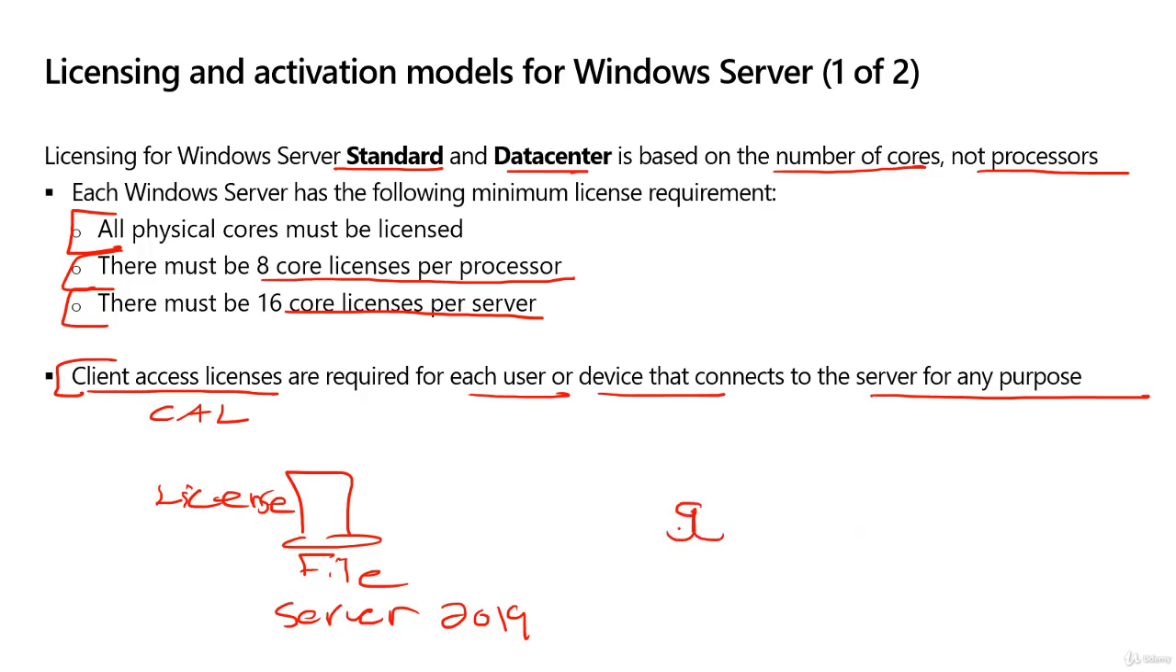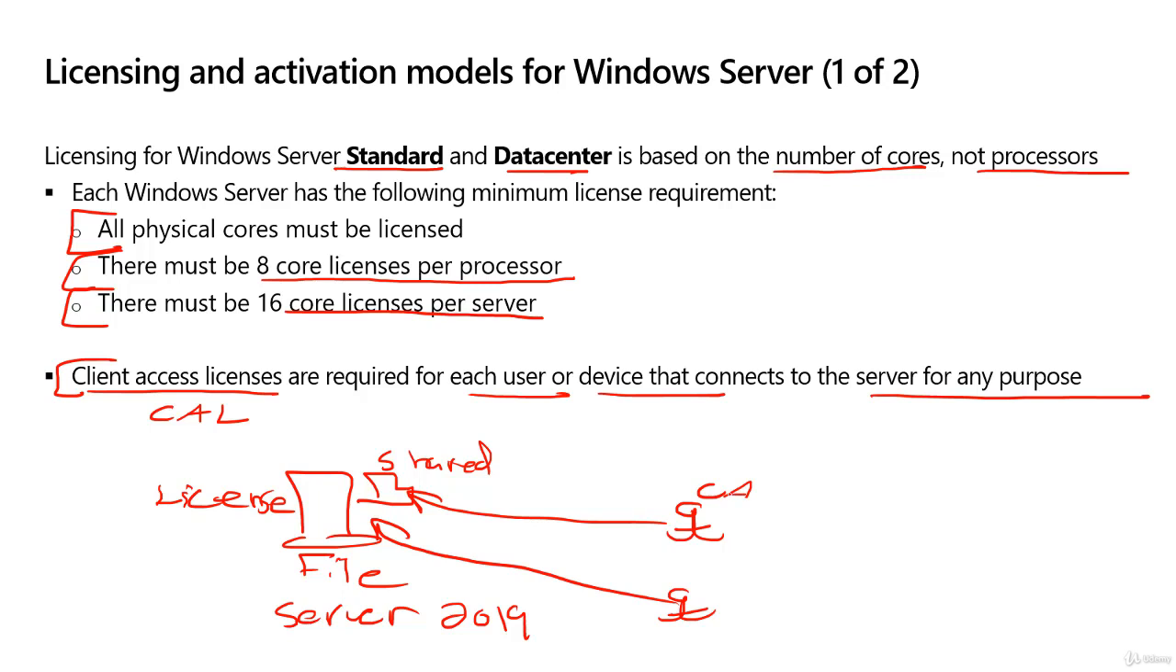Now you have your users that will connect to shared folders, we'll say. So they browse your server and they access data on your server. You need these client access licenses for the users or devices that connect to the server. So you license the operating system and you can decide how many CALs you actually need. You just need enough CALs to cover all your concurrent connections to your server, and those you just purchase.